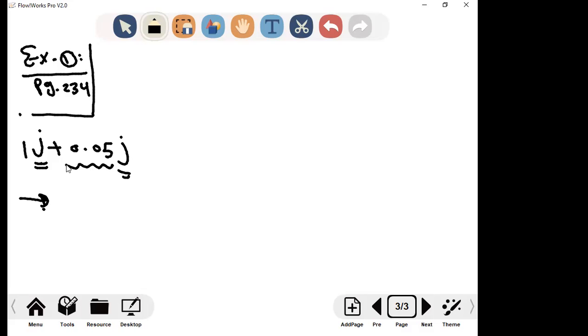And here, and what do we have between them? So let's add 1 plus 0.05. It will be 1.05. Right? This is example 1. Done?